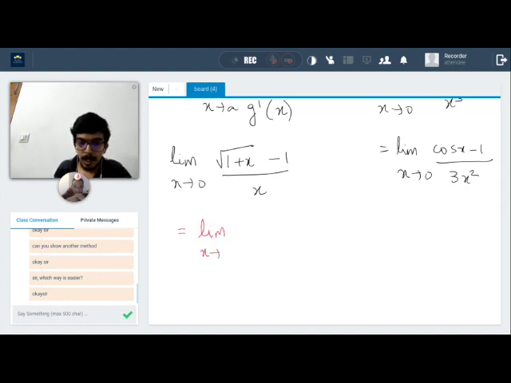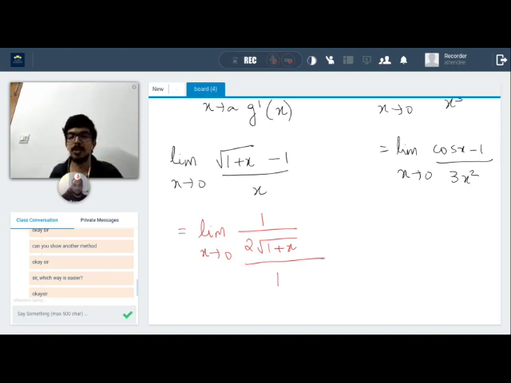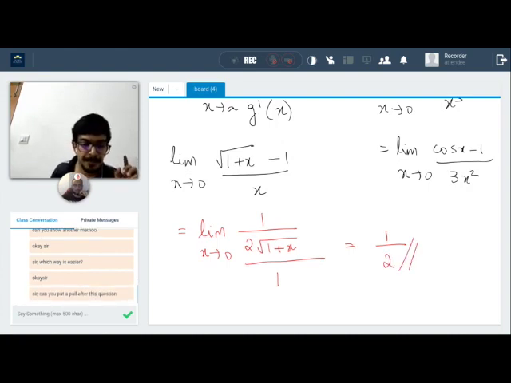What is the derivative of root x? The derivative of root x is 1 by 2 root x. So this is going to be 1 by 2 root over 1 plus x, divided by the derivative of x, which is 1. Now you can directly substitute x is equal to 0. Our problem is solved. So the answer is 1 by 2. So in this case, we got the answer in just one step.